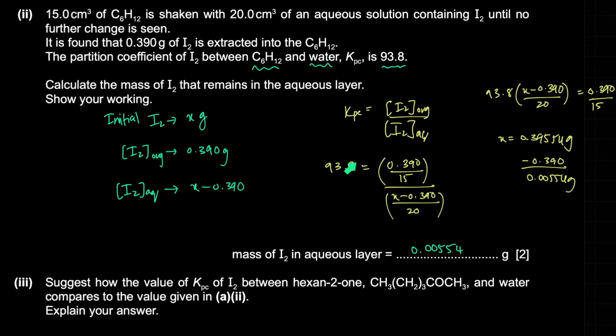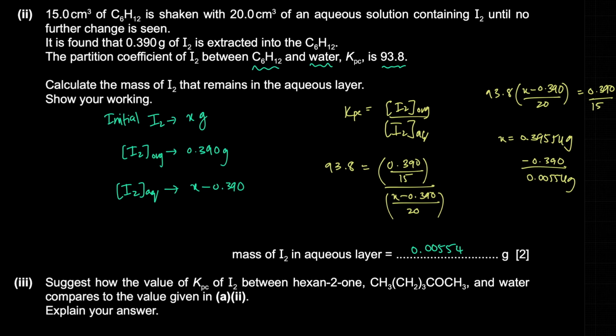So we took the concentrations by taking the masses and dividing by the volume. From that we were able to figure out x, and what we get is that x is 0.39554 gram. That was the initial amount. So left in the aqueous layer was just that minus 0.390.